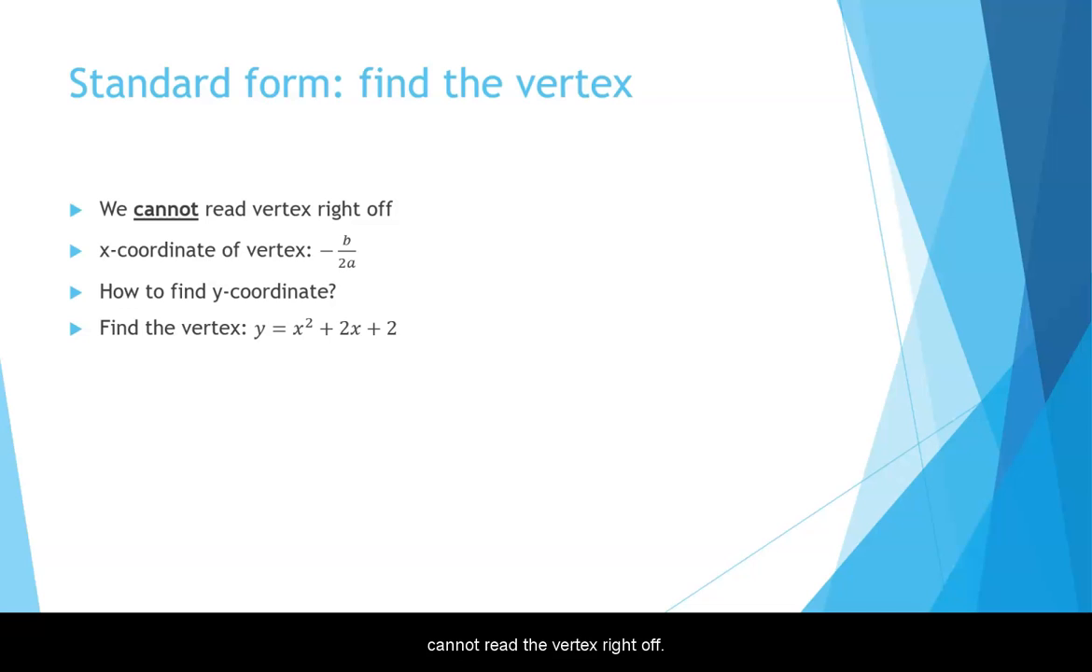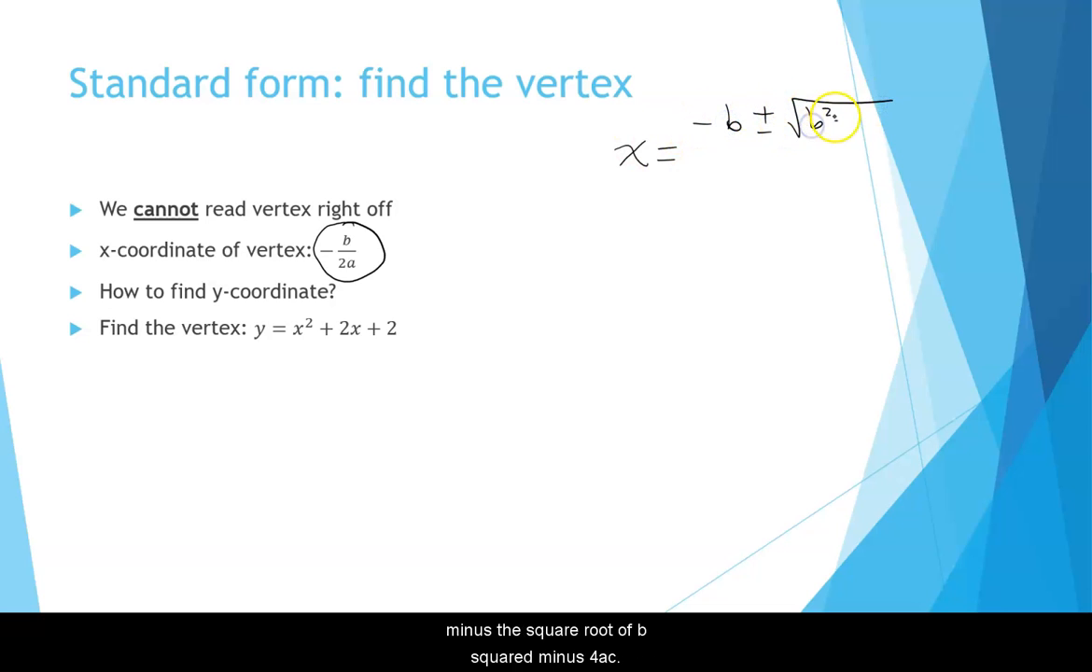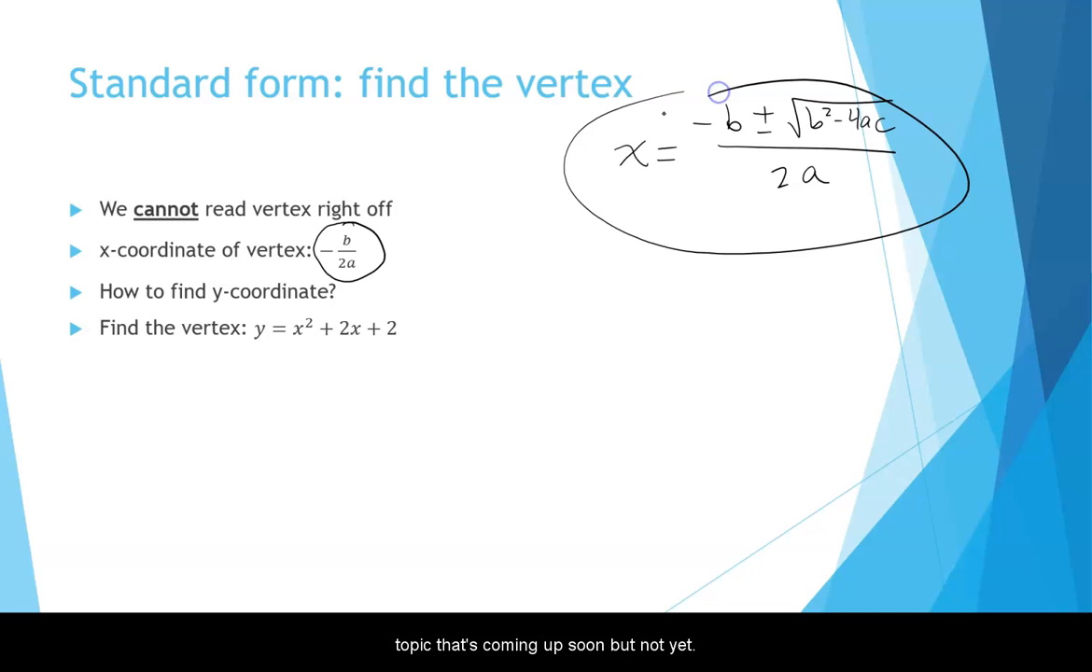I wish through these videos I could develop for you why the x-coordinate of the vertex is at negative b over 2a, but instead I'm just going to jump to it. This negative b over 2a should actually look familiar if you know what the quadratic formula is. The quadratic formula is a way to solve quadratics, to find the zeros or the x-intercepts, and it's x equals negative b plus or minus the square root of b squared minus 4ac, all divided by 2a. This is going to be a topic that's coming up soon, but not yet.